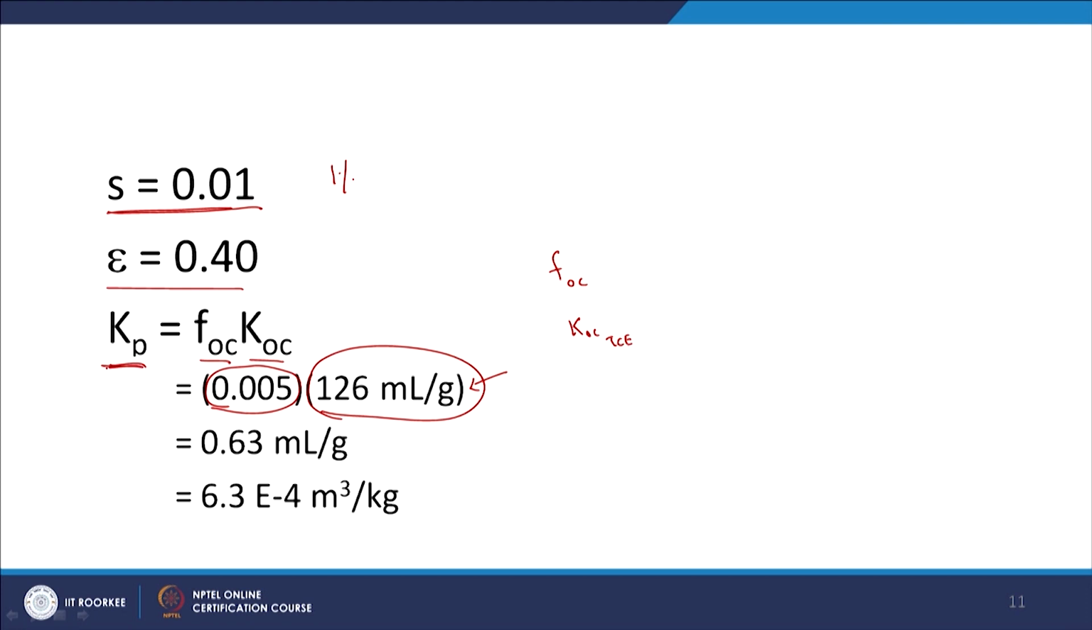Again, what is this? This is the partitioning coefficient, which is going to depend upon the amount of organic content in the soil, and also on the partitioning coefficient between organic carbon and water for that particular contaminant.